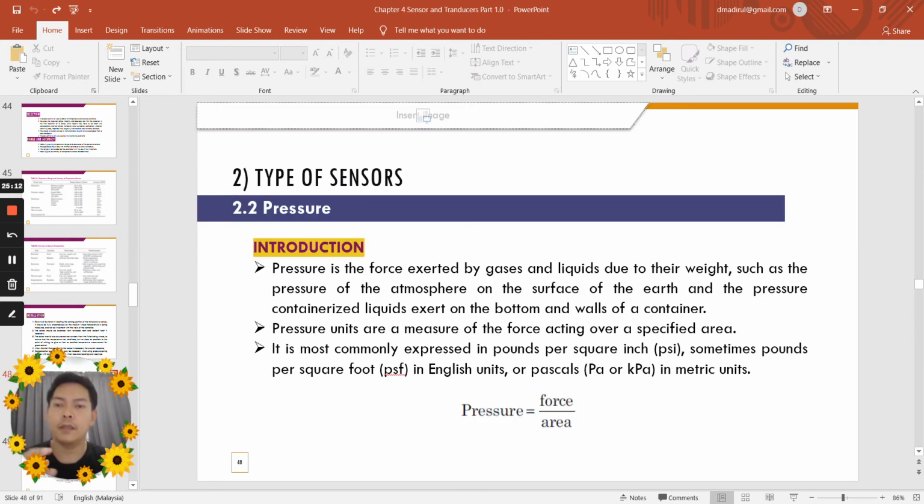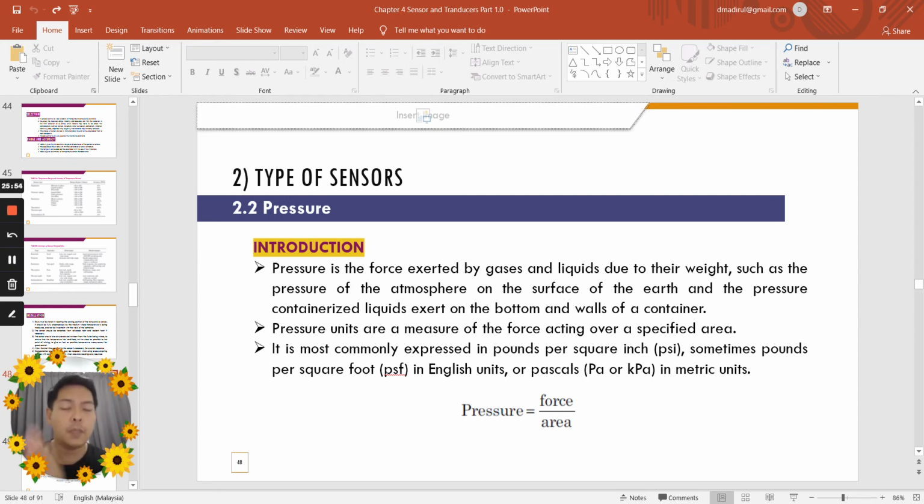Pressure. When we are talking about types of sensor, you will encounter the relationship between type of sensor and also pressure. Pressure is the force exerted by gas and liquid due to their weight, such as pressure at the atmosphere on the surface of the earth, and the pressure containerized liquid exerts on the bottom and wall of a container. The pressure units are a measure of the force acting over a specified area. It is commonly expressed in pound per square inch, sometimes pound per square foot in English units, or Pascal in metric units.